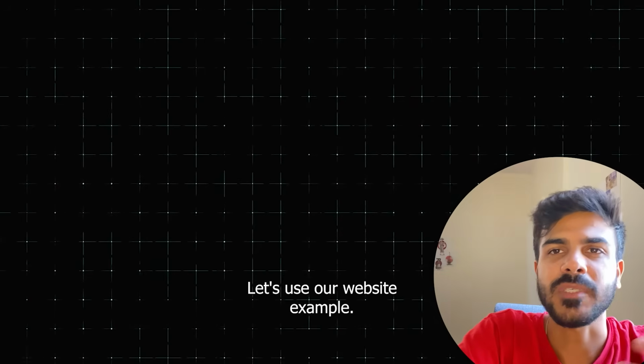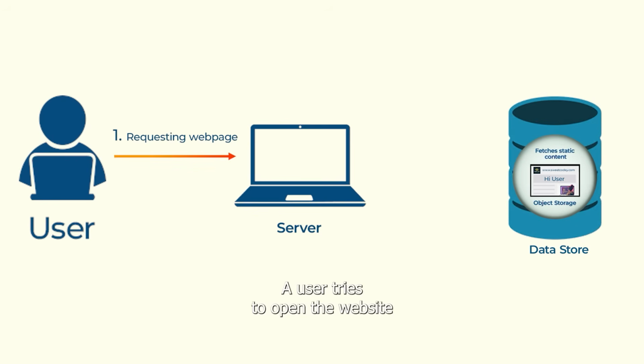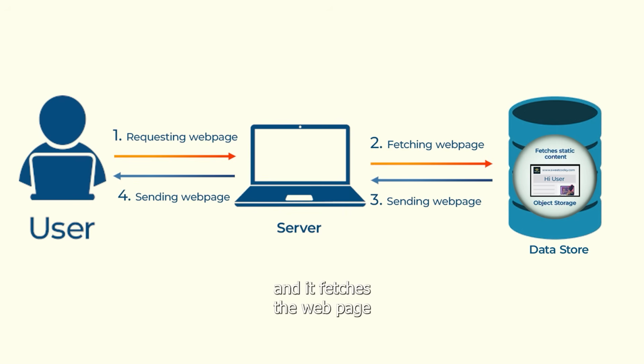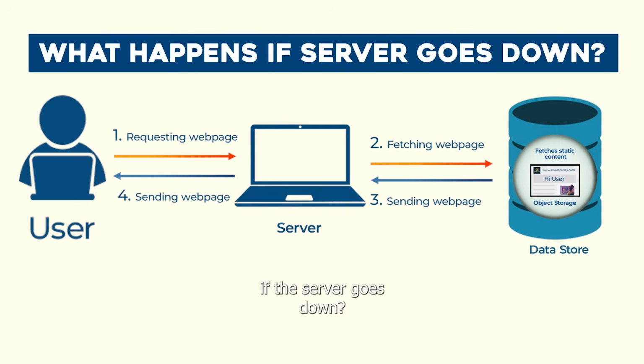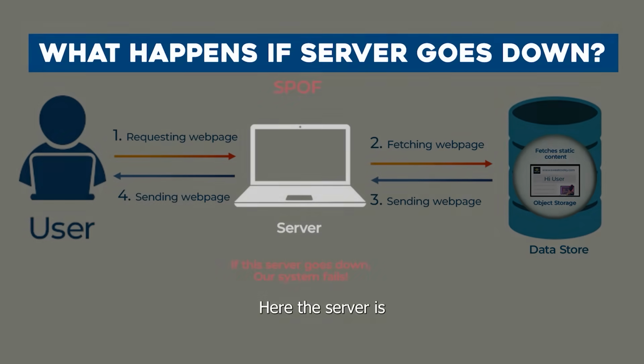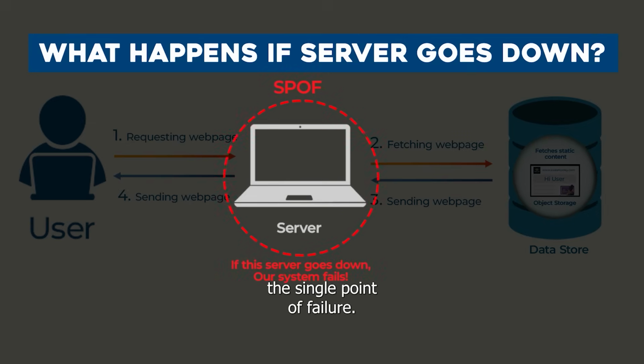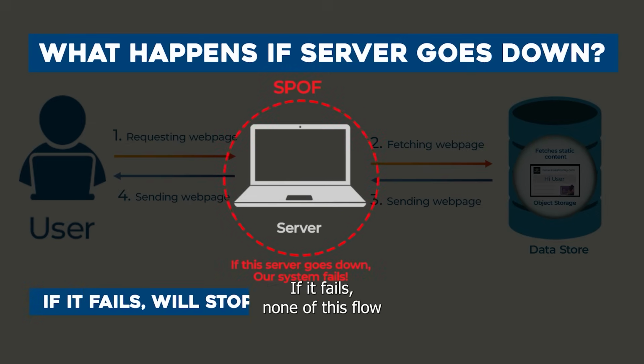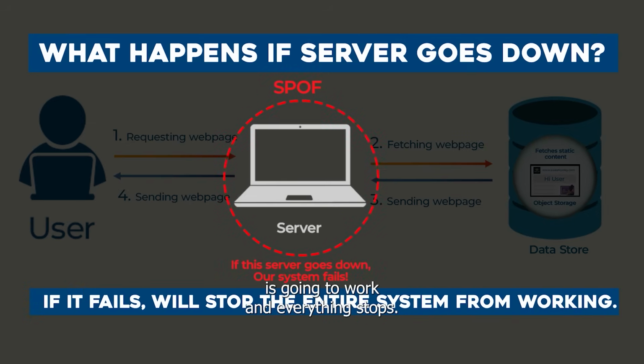Let's use our website example. A user tries to open the website. Client requests the web page. There's a server that handles the user request, and it fetches the web page from the data store. Now, what happens if this server goes down? The entire website becomes inaccessible. Here, the server is the single point of failure. If it fails, none of this flow is going to work and everything stops.